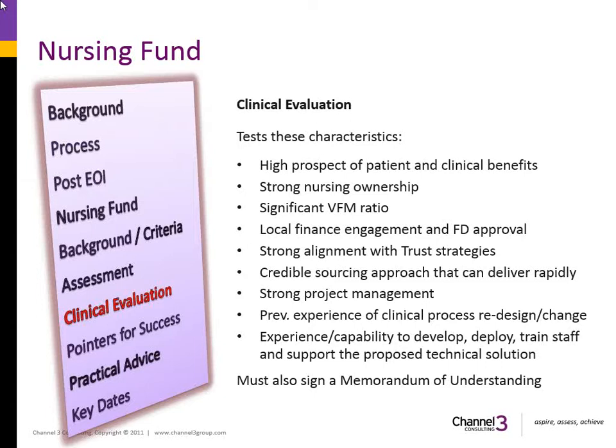What I was saying was that there will be a clinical evaluation, and this will be run by the regional area teams. Also involved will be the chief nurses from local CCGs. This is intended to test certain characteristics which are clearly outlined on the NHS England website. These are that there must be a high prospect of patient and clinical benefits, there needs to be a strong nursing ownership, a significant VFM ratio, as I say, in excess of 2.4 to 1. That means for every pound spent there must be benefits returned of £2.40.